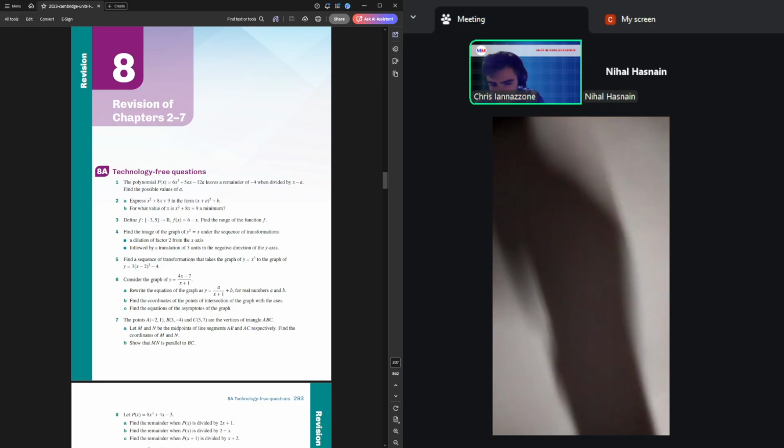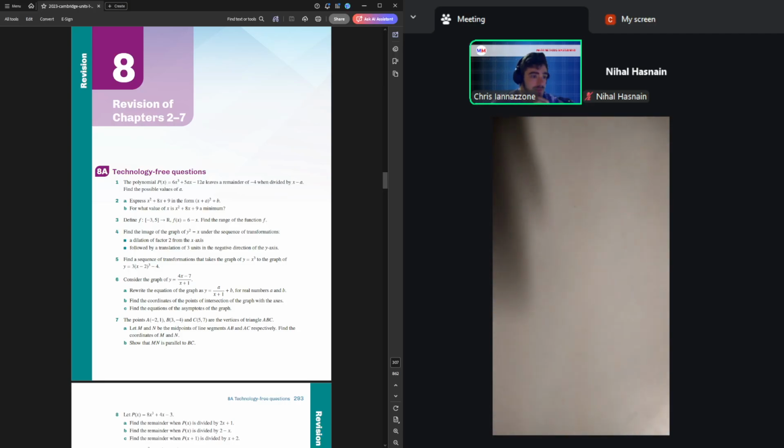Might as well make a start on it now. So this Unit 1 and 2 class, we're now up to essentially the chapter review for most of the functions and relations stuff.